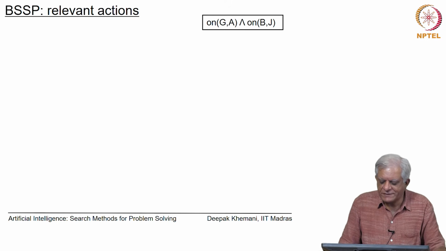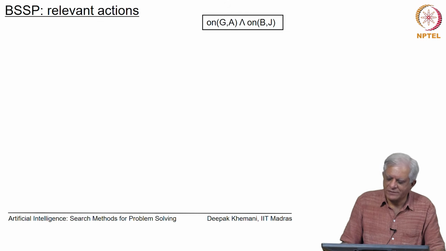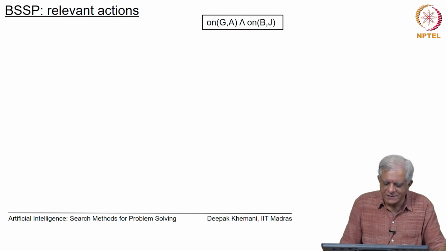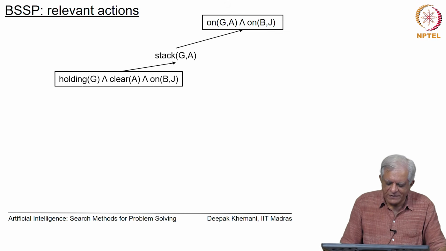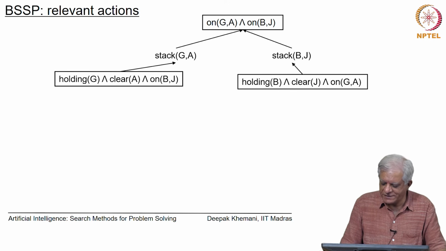So, look at this planning problem. We have only two elements in the goal description, and there are two relevant actions. You can either stack G onto A, which would achieve the goal on Ga, or you can stack B onto J, which would achieve the goal on Bj.